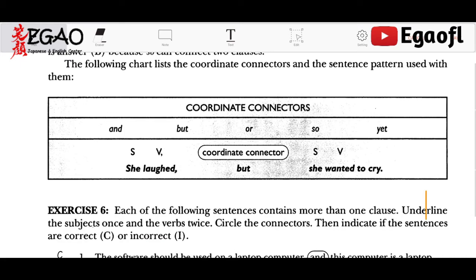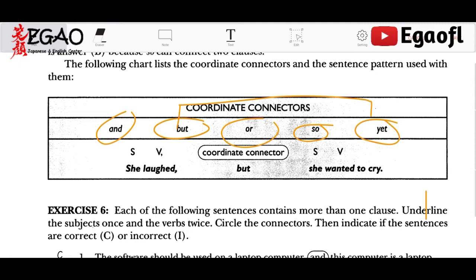Okay, and in skill 6, the grammar that you have to master is about coordinate connectors. So what are coordinate connectors? They are several connectors that you use to coordinate one sentence into another. The examples of coordinate connectors are and, but, or, so, and yet. For your information, but and yet have a similar meaning.